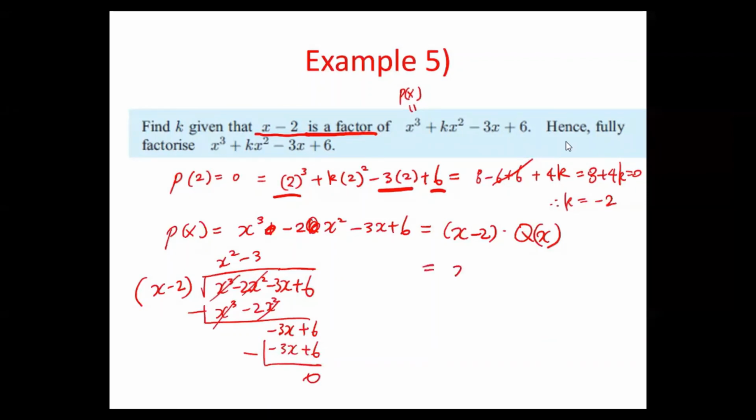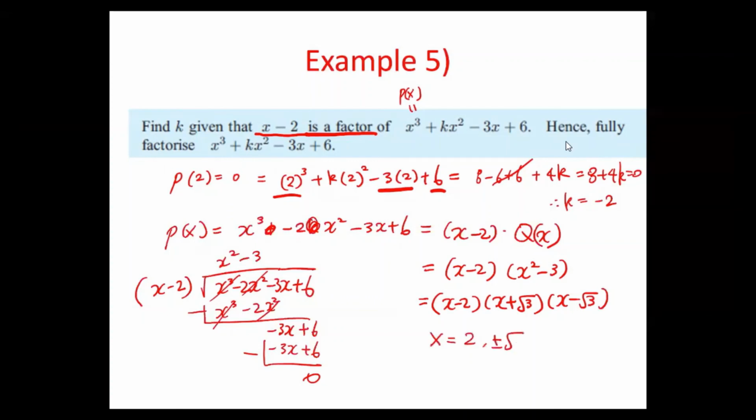So what you can say is x minus 2 times x squared minus 3. You can finish here, or because they ask you to completely factorize it, you can take one more step: x minus 2, and then x plus square root of 3, x minus square root of 3. Then you're complete. So your possible zeros are 2 or plus minus square root of 3. You are done.